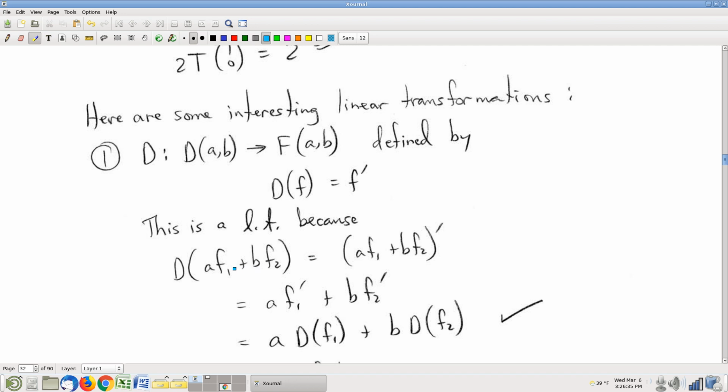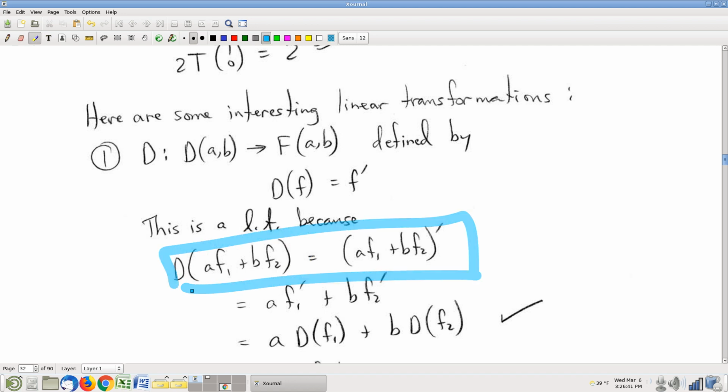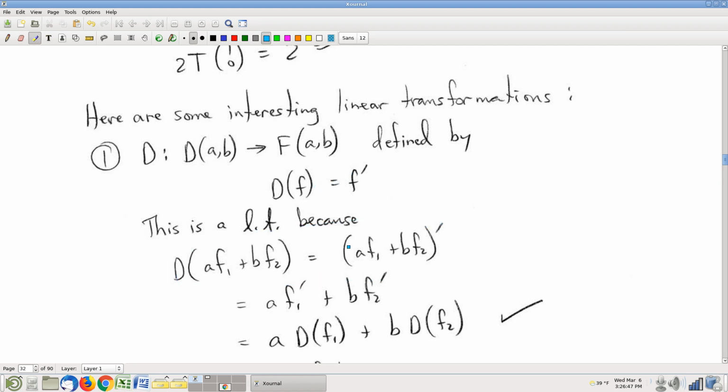Step one, with a linear combination put in, plug into the definition. All right, there it is. There's the definition of D. Next, remember some old Calc 1 facts about differentiation. We already know a bunch of stuff about differentiation. I've combined two Calc 1 facts about differentiation into this next step.